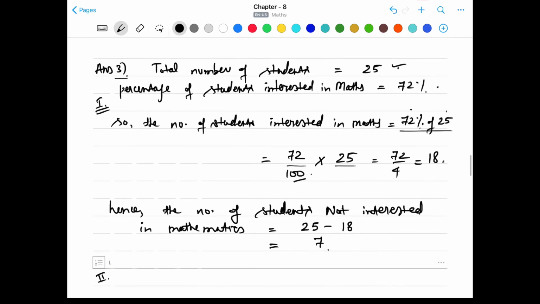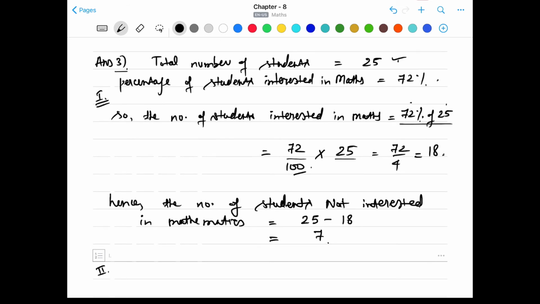So what we did here is, first we calculated the number of students who are interested in mathematics, then we subtracted that number from the total number of students. Now we can do this another way. We are given that 72% of the students like mathematics, or are interested in mathematics. The total percentage for any quantity is always 100%, so we can calculate the percentage of students who are not interested in mathematics.